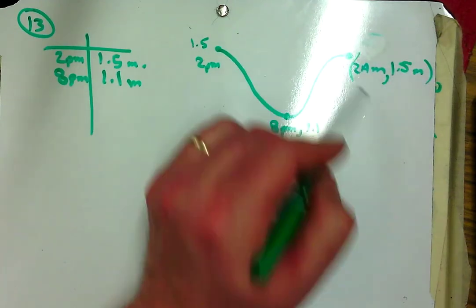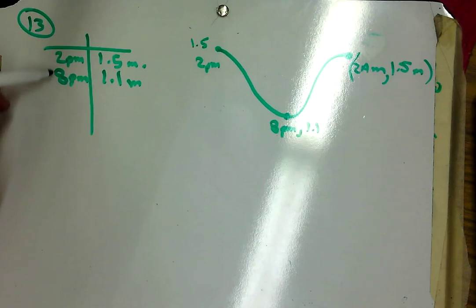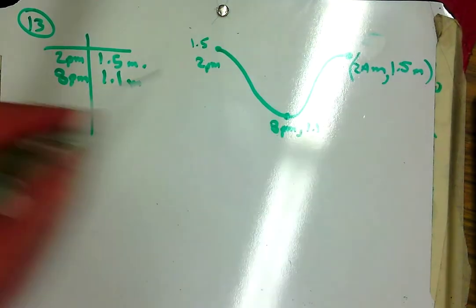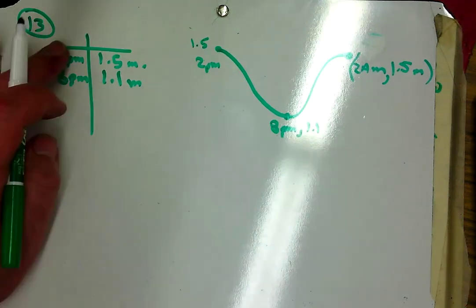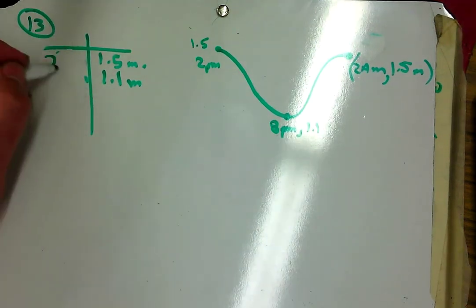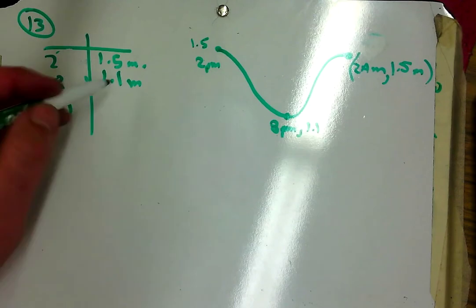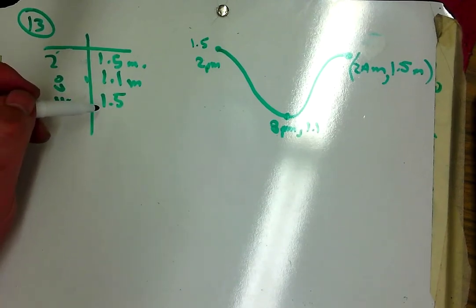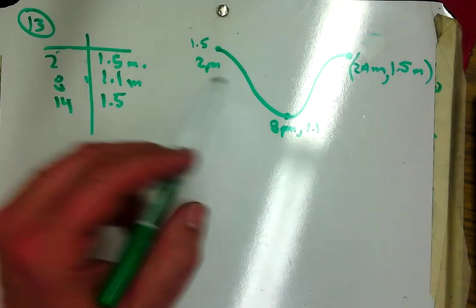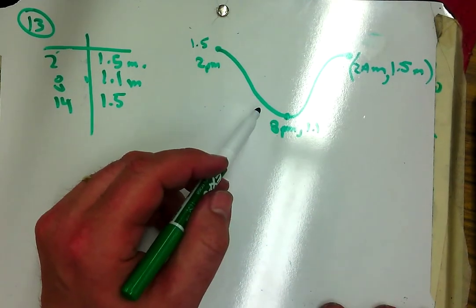meters. I find, though, that when I get to 2 a.m., I want to keep counting past 12, so I'm going to write 2, 8, 14, 1.5. Okay. All right, so assume that the depth of the water varies sinusoidally with time. That's what we've got here.